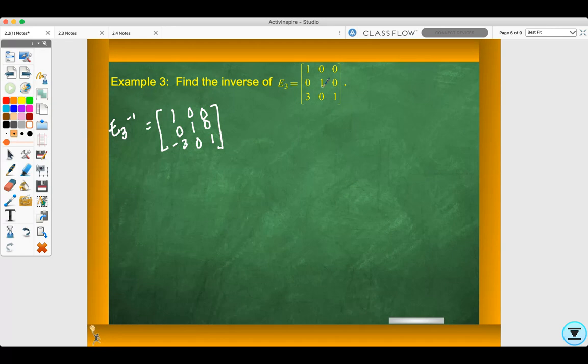So if I wanted to get this back to the identity matrix, I would just multiply this by -1 and add it to this, and that would give it to me.